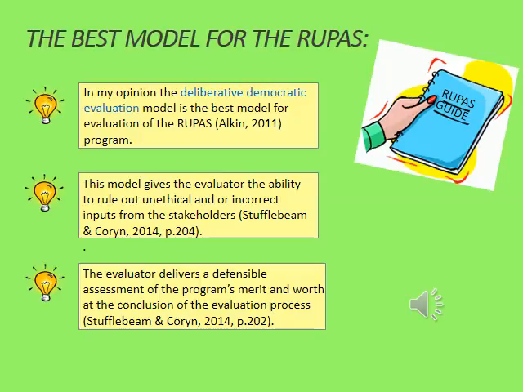In my opinion, the deliberative democratic evaluation model is the best model for evaluation of the RUPAS program. This model gives the evaluator the ability to rule out unethical and/or incorrect inputs from the stakeholders. The evaluator will deliver a defensible assessment of the program's merit and worth at the conclusion of the evaluation process.